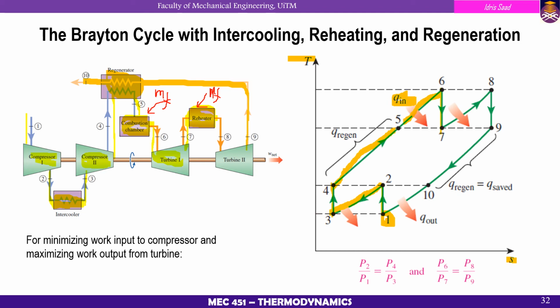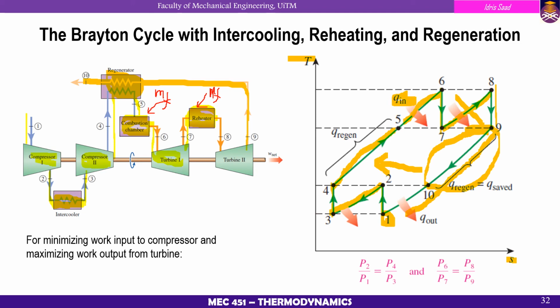After that, we reheat again to increase the temperature before we release it into the second turbine, and we release the exhaust gas to the regenerator. This area basically covers the heat for the Q regeneration. So this is the TS diagram for the Brayton cycle with intercooling, reheating, and regeneration.